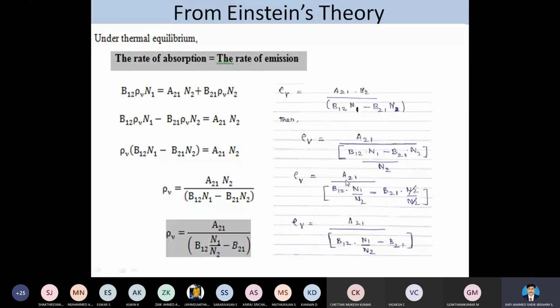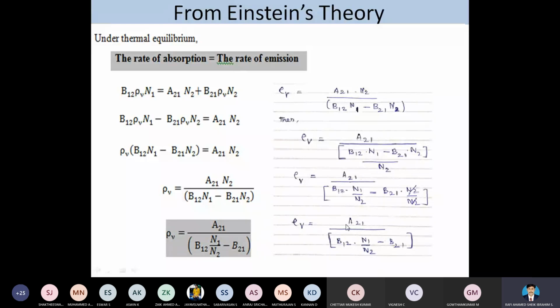Rho V is equal to A21 divided by B12 N1 by N2 minus B21 N2 by N2. So I have just simplified this N2 on both the sides. I placed this N2 on both the sides for simplification. We get B12 N1 by N2 minus B21 N2 by N2. So the N2 and the N2 are the common term. We can cancel out.